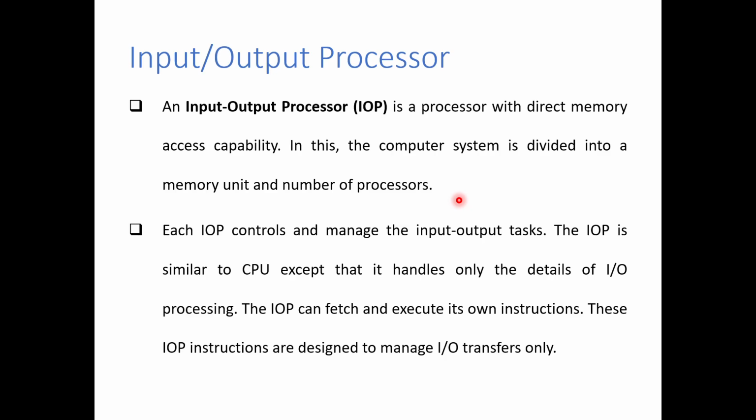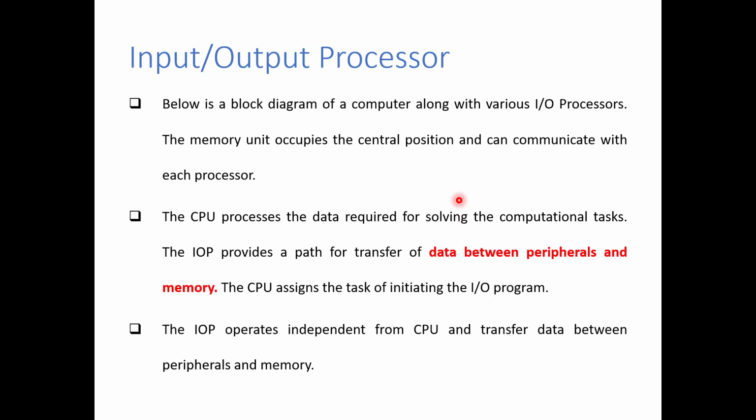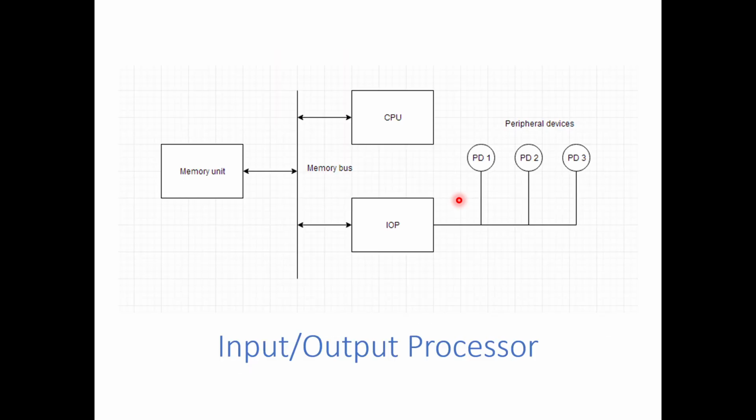So if you're going to do direct memory access, we need something like a CPU. We can use the IOP so that data is transferred between the peripherals and the memory. So time will be reduced here, to improve the performance of the computation. That's why we go for the IOP. Here there's a memory unit, a CPU and the IOP. Here we have peripheral devices 1, 2, 3. In this case, the memory and all these are connected using a bus.